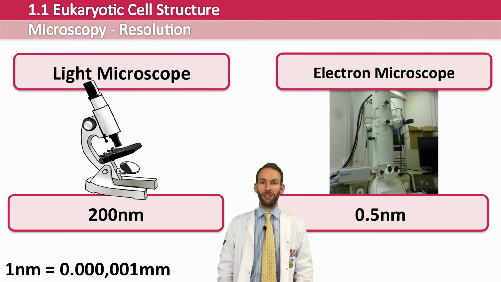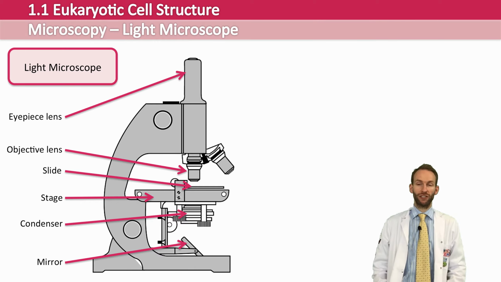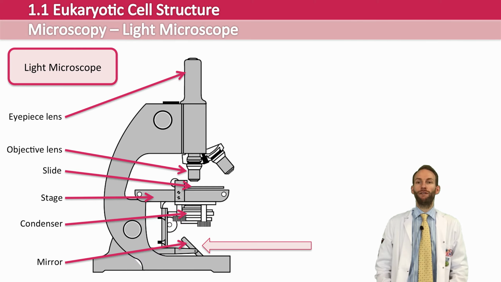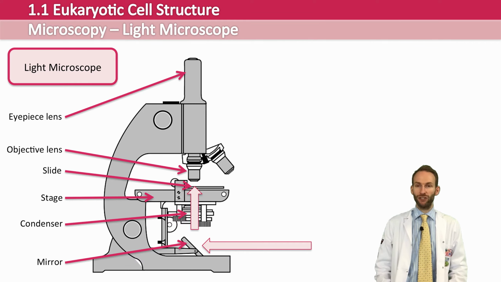So a light microscope works by light entering at the bottom. It may come from a lamp that's built into the microscope, or it could be an external light source that bounces off the mirror. The light passes up through something called a condenser, which concentrates the beam of light. It then passes through the specimen, which will be mounted on a glass slide on top of this part of the microscope called the stage.